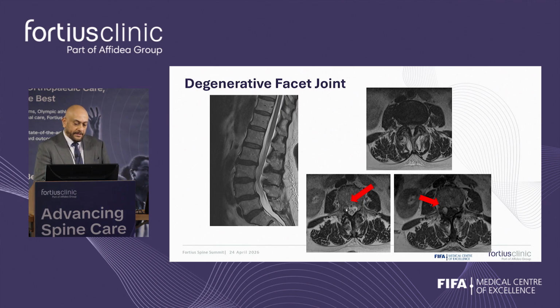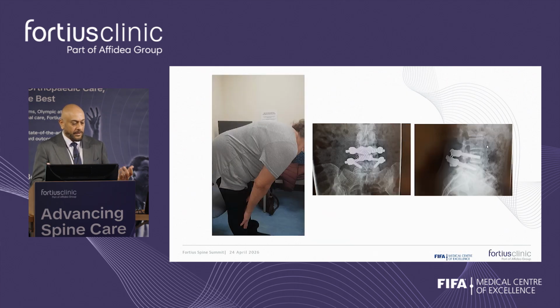The facet joint arthritis, as it progresses, can form cysts, and they can compress the nerve roots. It can cause a grade 1 or grade 2 spondylolisthesis. This is because there is microinstability at that level, and these can be treated surgically, and that's when we get involved and offer the surgery for patients.